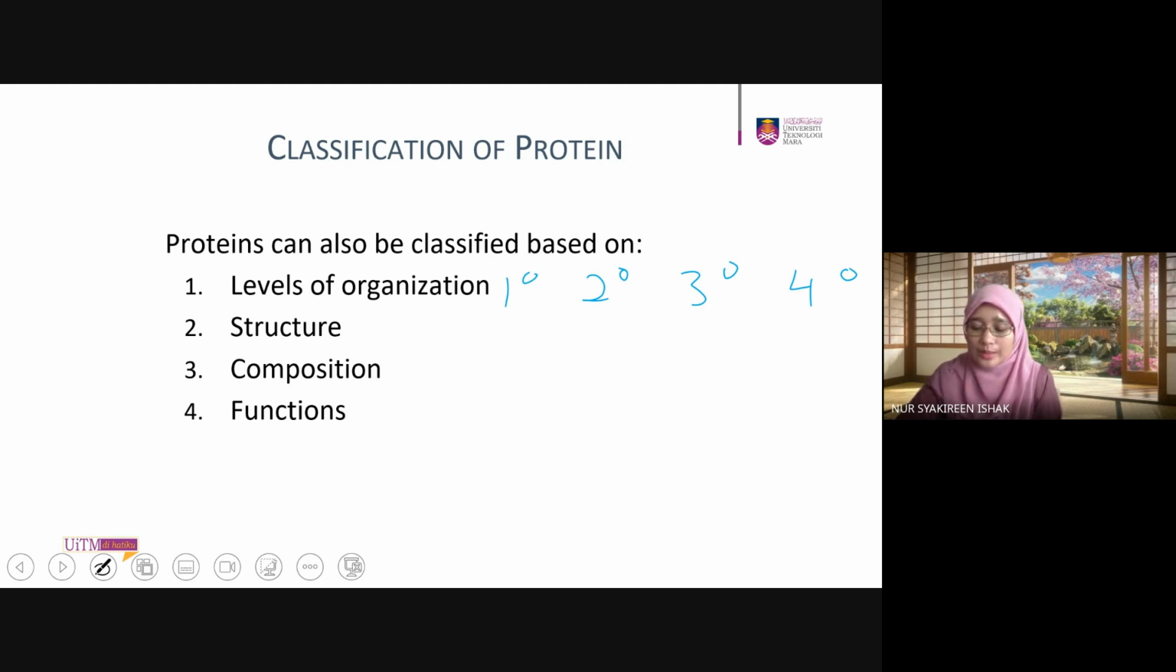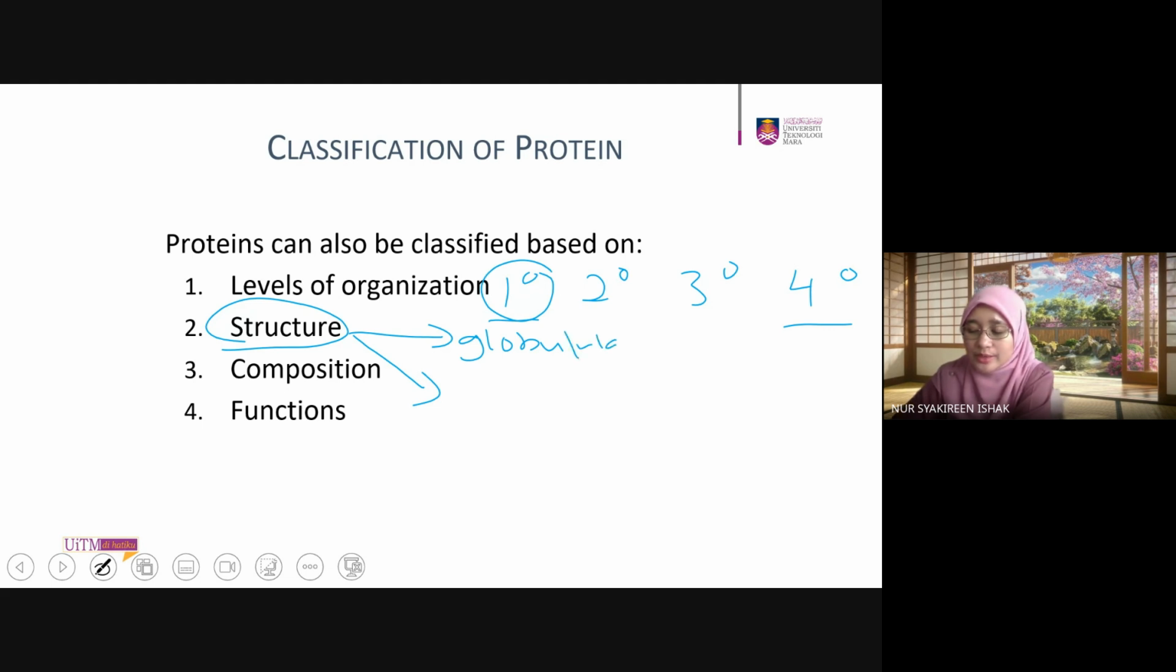So, levels of organization. All proteins must start with the primary structure, but not all proteins will have a quaternary structure. And then protein can also be classified based on its structure. For this one, the protein can be a globular protein.